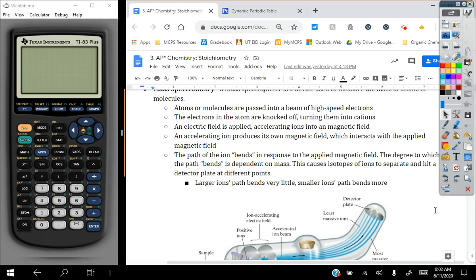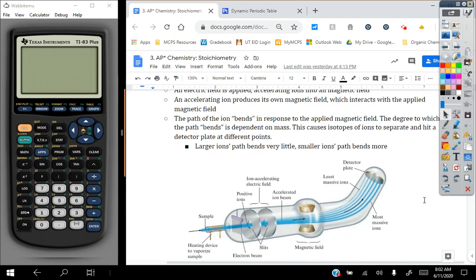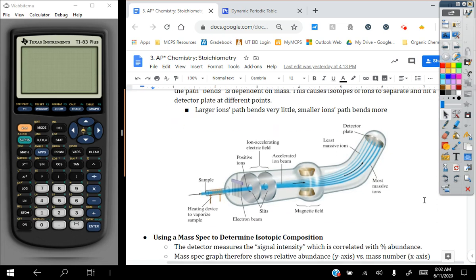So the path of the ion as it's traveling through this tube bends in response to our magnetic field, and the degree to which it bends depends on its mass. As a result, the ions or the isotopes of your ions will separate and they'll hit a detector plate at different points, and we're able to identify unique isotopes from there. Here's a nice little picture describing exactly what we just talked about here. So you might want to pause and just take a look at that.